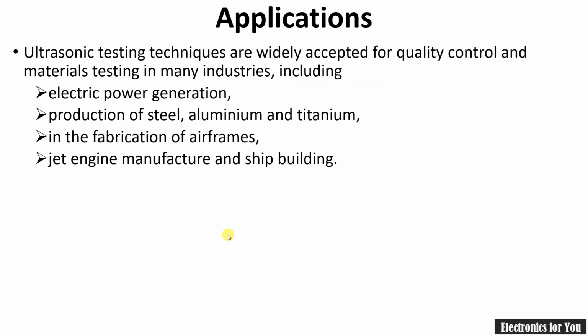Now let's talk about the applications of UTM. It is used in different material testing industries. For example, electric power generation, production of steel, aluminum and titanium, then in fabrication of airplanes, jet engine manufacture, and shipbuilding. So these are the applications of UTM.